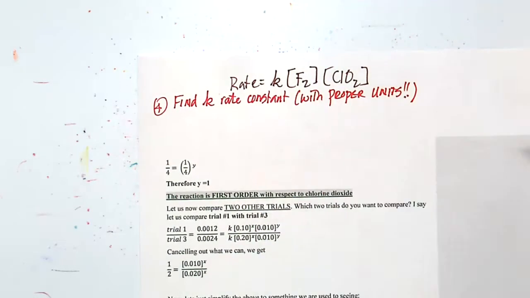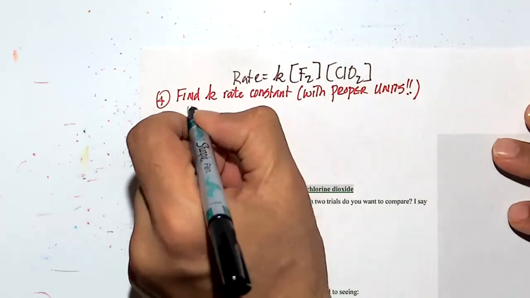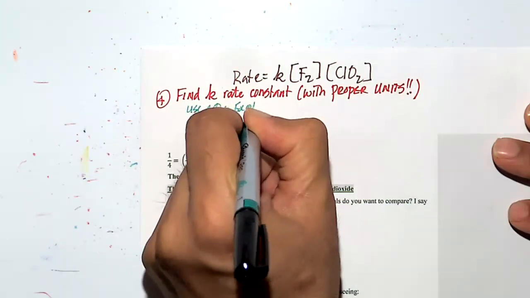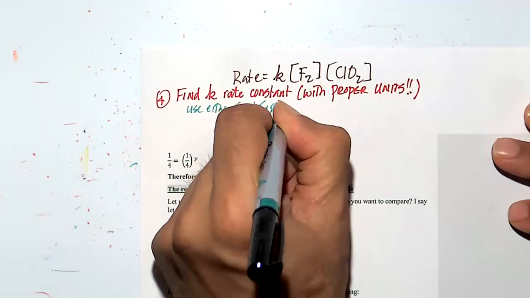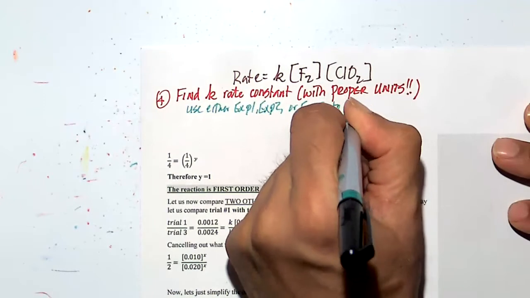This is where students really trip up on it. This is why you need the most keen attention here for this final step. Need everyone's keen focus here. How will we find K? Use either experiment 1, 2, or 3 to solve for K.